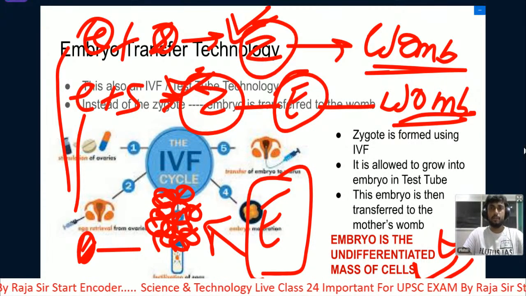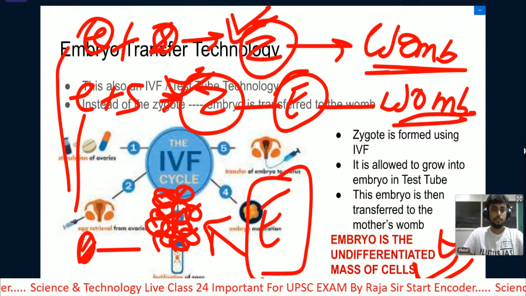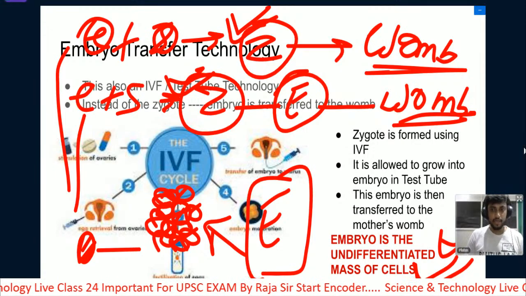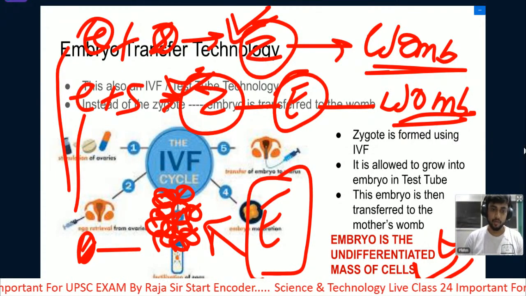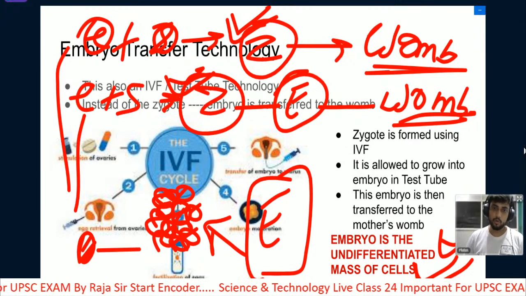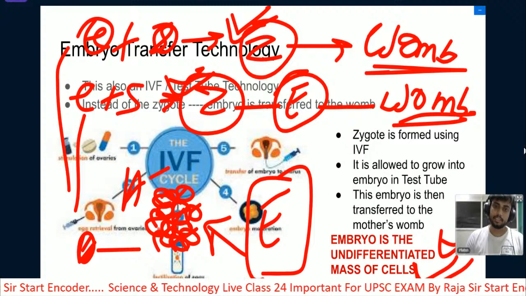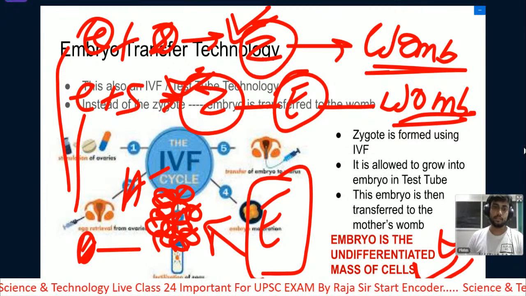The meiosis cell division. People, you want to ask what is the undifferentiated mass? I am saying that when all the cells are alike, if any cell of the embryo is similar to one another, all the cells are identical, so it is the undifferentiated mass of cells.